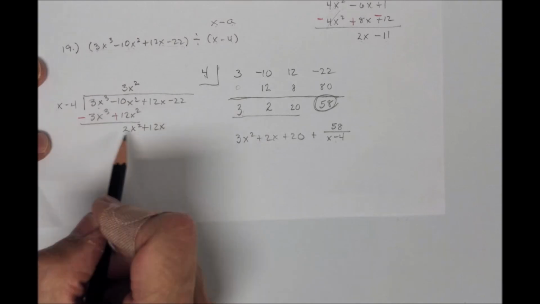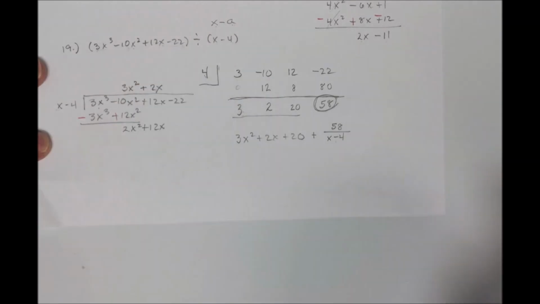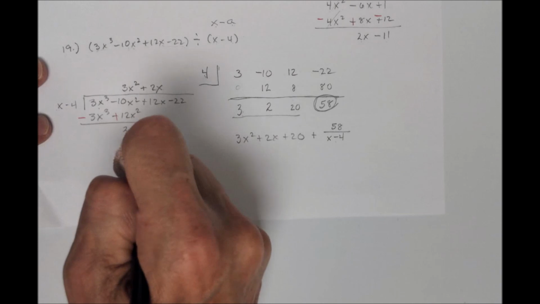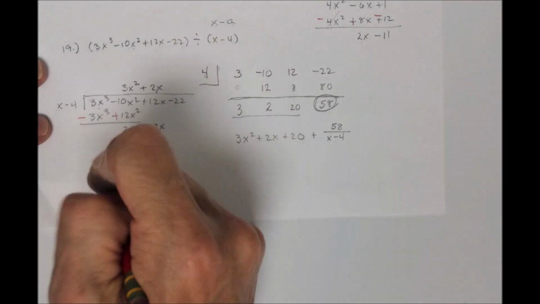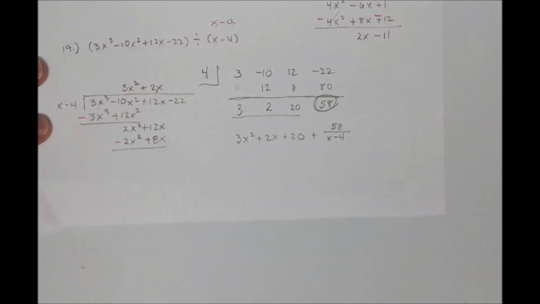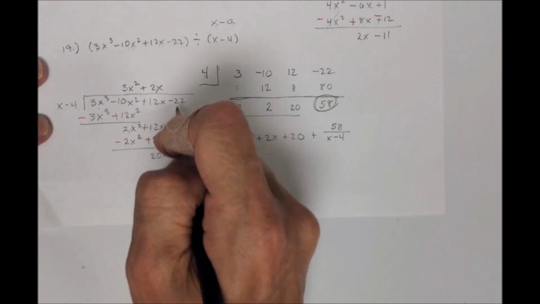What times x gives me 2x squared? That'd be a plus 2x. Okay? Then I multiply the 2x times the x minus 4. That's 2x to the second minus 8x. Then I change the signs because I don't like to subtract. So I change it to adding the opposite. This becomes negative. This becomes positive. These cancel. And I get 20x. And I bring down the minus 22.